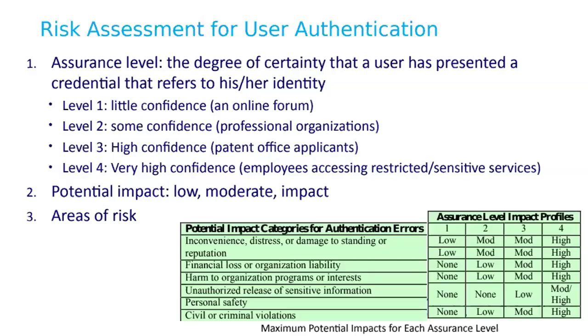So assurance level 1 is low confidence, for example, online discussion forums or any open portals like this. Level 2 is moderate, like professional organizational portals. Level 3 is high, like patent application systems. And level 4 is very high, where government or highly sensitive organizational systems come under this category.